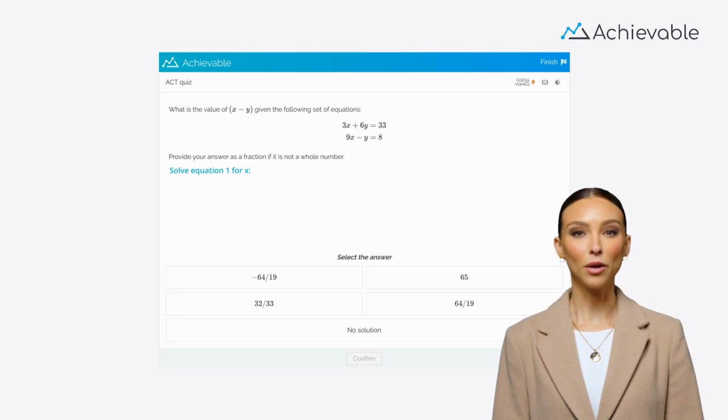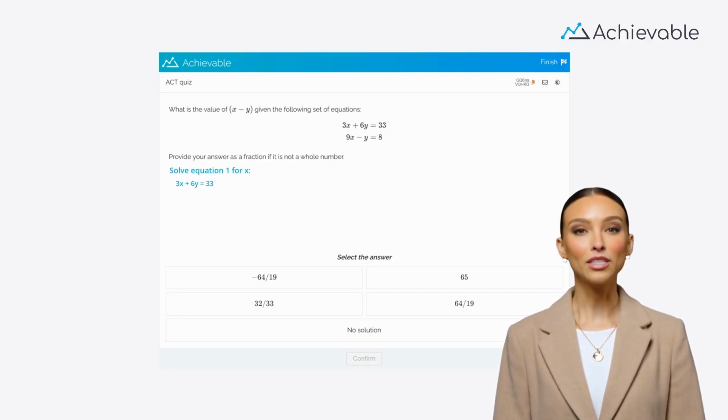Let's start by solving equation 1 for x. To do that, we divide everything by 3. 3x plus 6y equals 33 becomes x plus 2y equals 11. Now subtract 2y from both sides to isolate x. x equals 11 minus 2y.